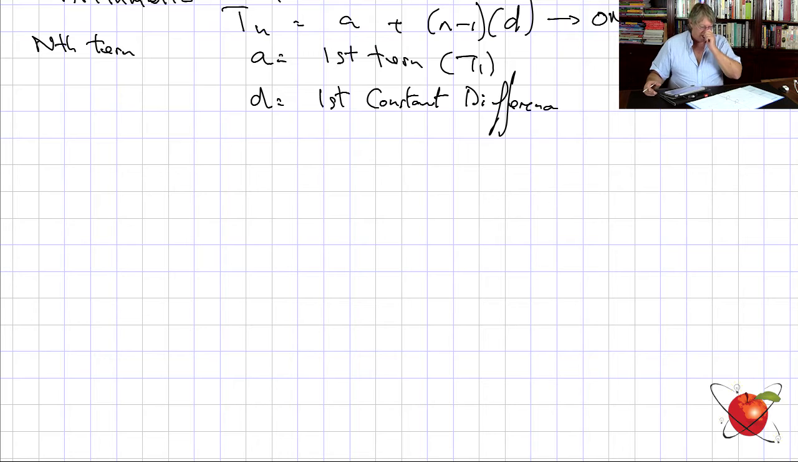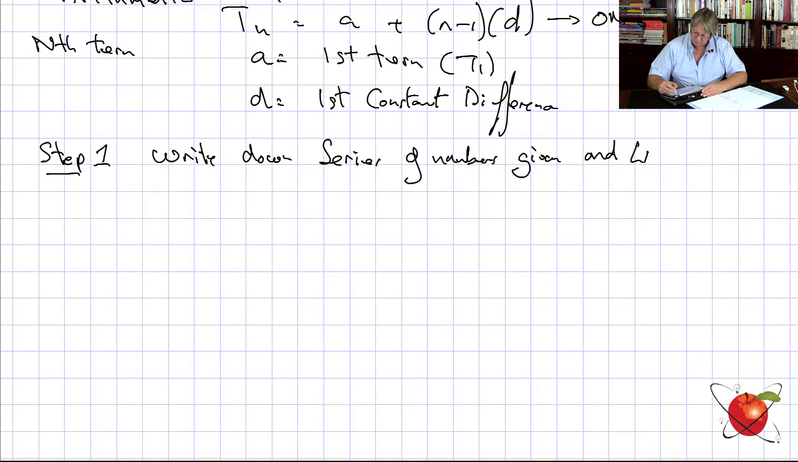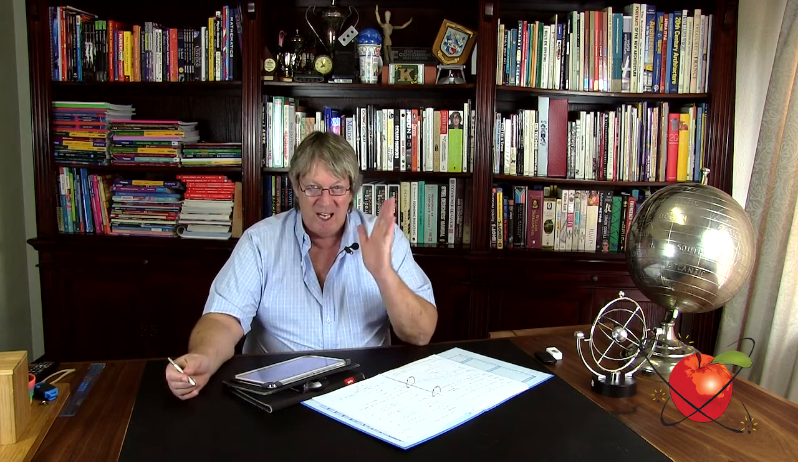Now I'm going to give you a recipe. Let's write it down. Step 1 is write down the series of numbers given and label the terms as T1, T2, T3, etc. So we label all the terms.